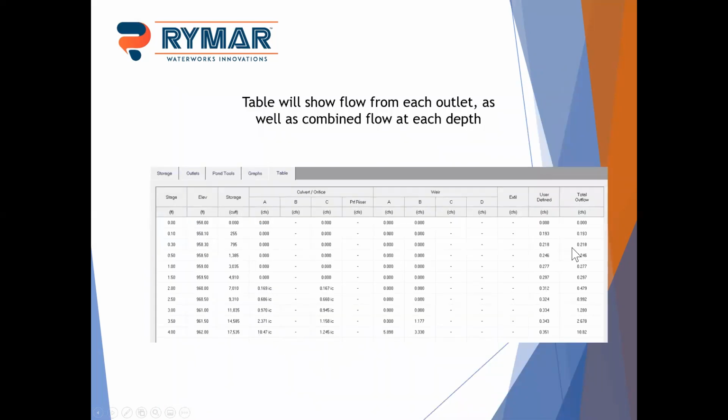If you want to double check that, once you run it, look at your table. Up until we hit a depth of 2 feet, the total flow is equal to the user-defined flow. That's our skimmer, and then the other orifices, weirs, riser, etc., start to kick in.